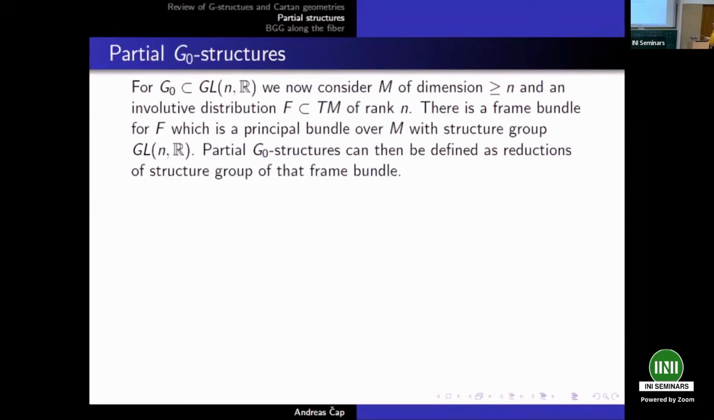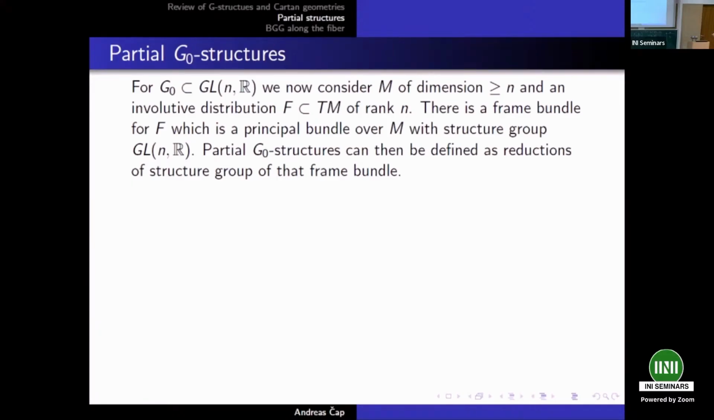Okay, so finally I come to the things which are in the title. So what's the generalization? This part will really be relatively short, because once one has the right picture, the generalization is easy. So now what we do is we start with the analog of G0 structures. We fix a subgroup, and again, it may be a covering of a subgroup without problems.